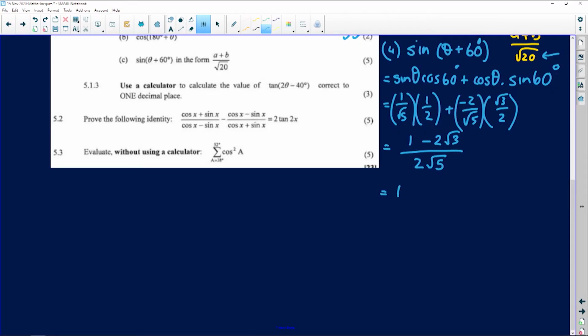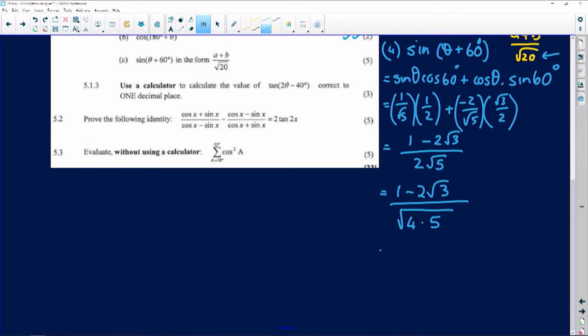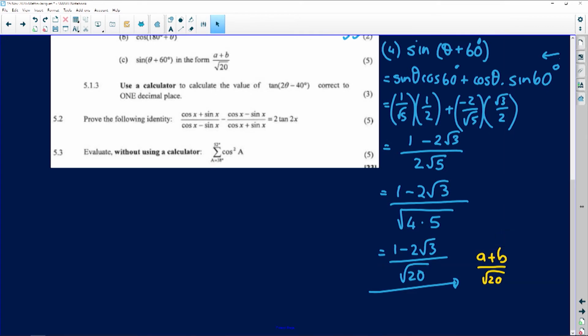This is the equivalent of 1 minus 2 root 3 over the root. If I now take this back into that, it's 4 multiplied by 5. Okay, I squared it and I put it back underneath the square root so that it returns to its original value of 4 before it left the square root. So here I have 1 minus 2 root 3 divided by the root of 20, and indeed it is in that form that they asked us to put it in.